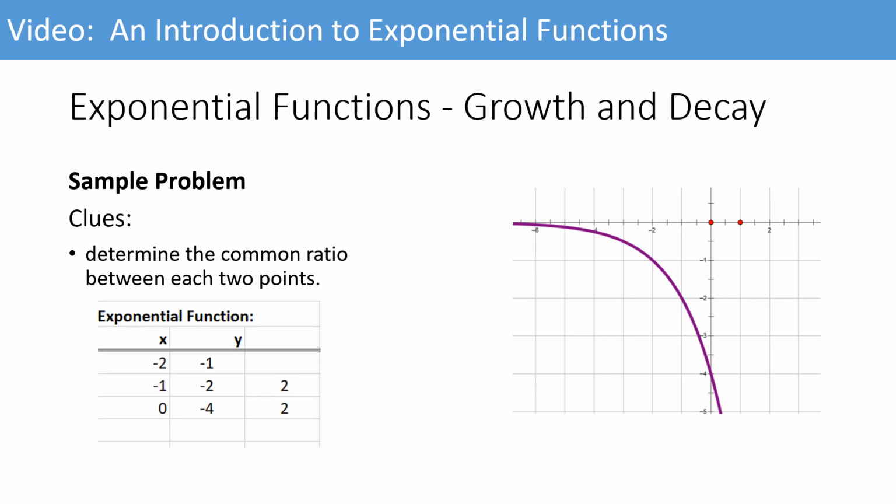Determine the common ratio between the points. And we know how to do that. We take the second y value, divide by the first y value, and we get 2. We take the third y value and divide by the second y value, and we get 2. So our common ratio is 2.